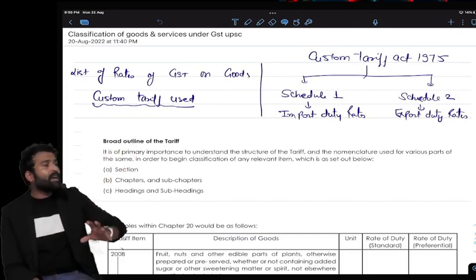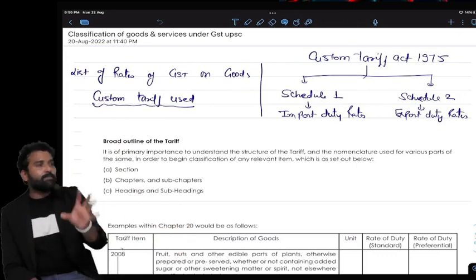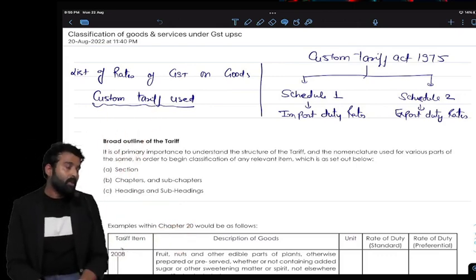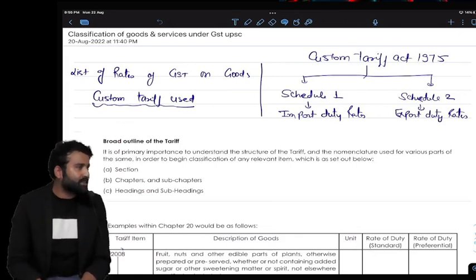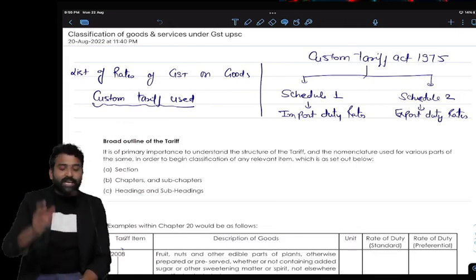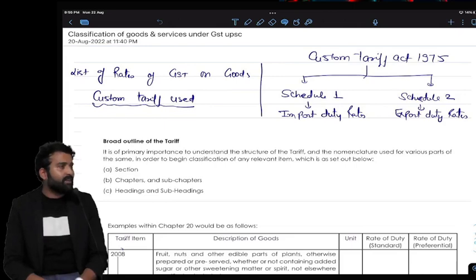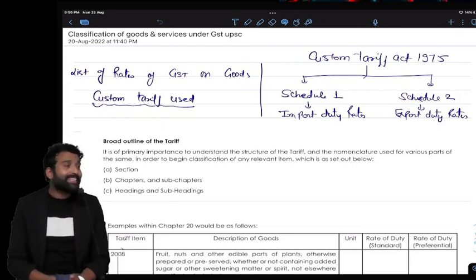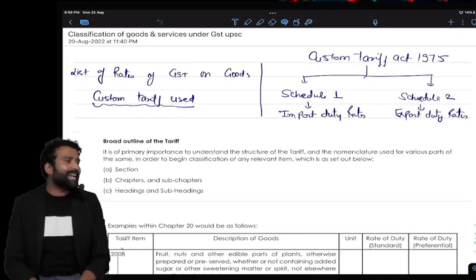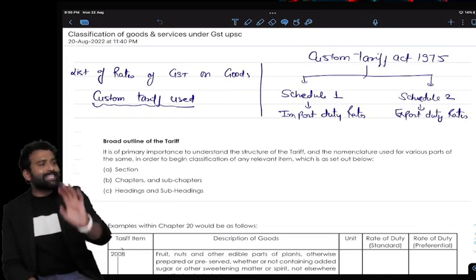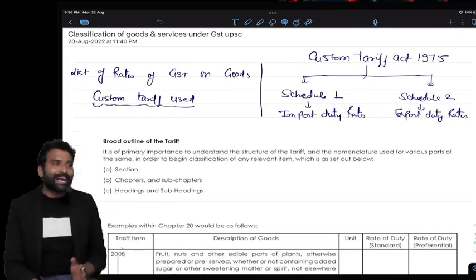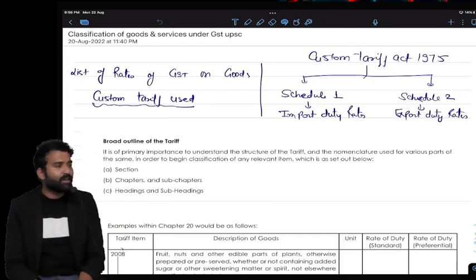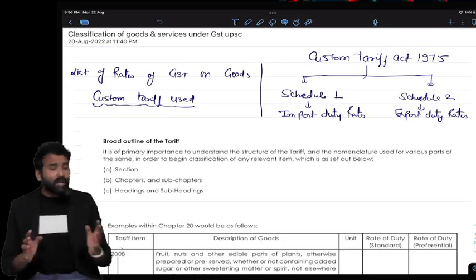तो चाहे हम customs act में जाएं, चाहे हम GST act में जाएं, goods की list एक ही है दोनों में. Both are using HSN classification, whether it is custom tariff or whether it is GST tariff. And that's why for finding out the rate of duty, whether it is GST or custom, the rules are exactly same. So classification under customs and classification under GST is exactly same. Now listen carefully.